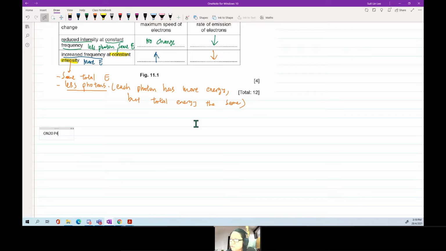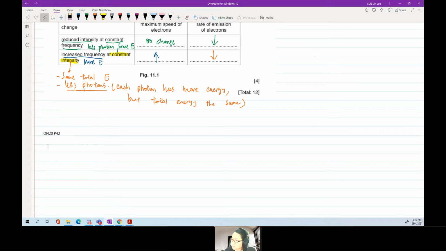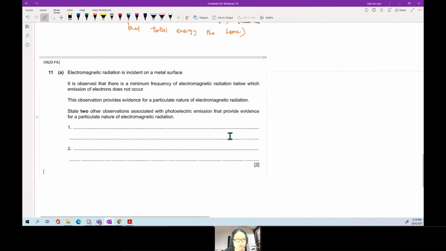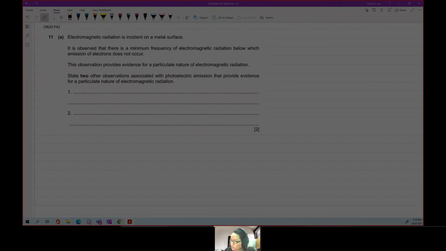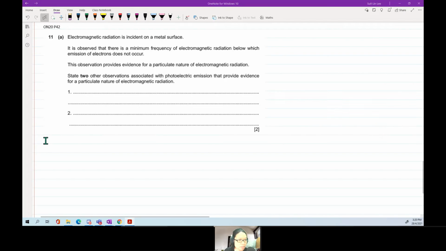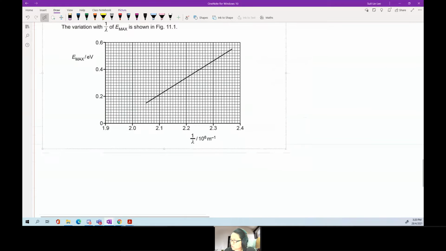ON20 paper 4. Okay, and it's a very different question in nature. This is question 11. You think about what to write here. The two other observations. So this is what I mean by the experimental observation to show that light behaves like particles. Okay, and this one is bigger, so we can stare at the graph with great conviction.